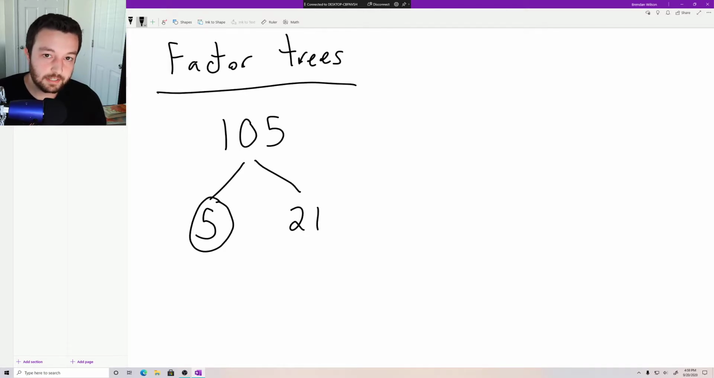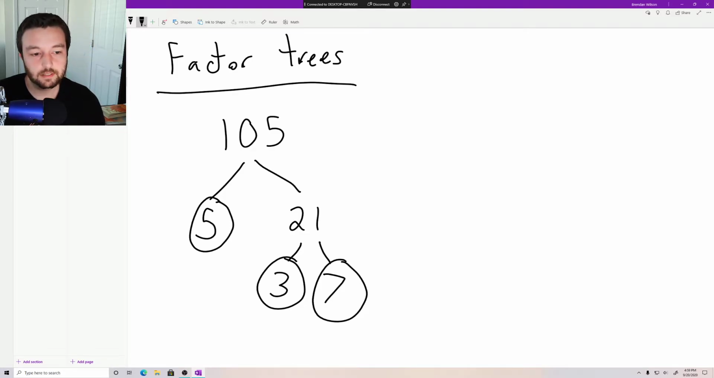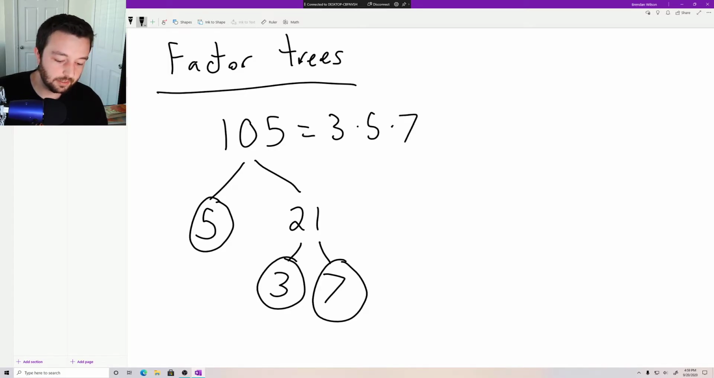Now the number that's not circled, 21, we need to keep breaking that one down further. And we can break that down into 3 times 7. Okay. 3 is prime, 7 is prime, and now we're done. Okay. So now we take all of the circled numbers, and this is the prime factorization of 105. 3 times 5 times 7.